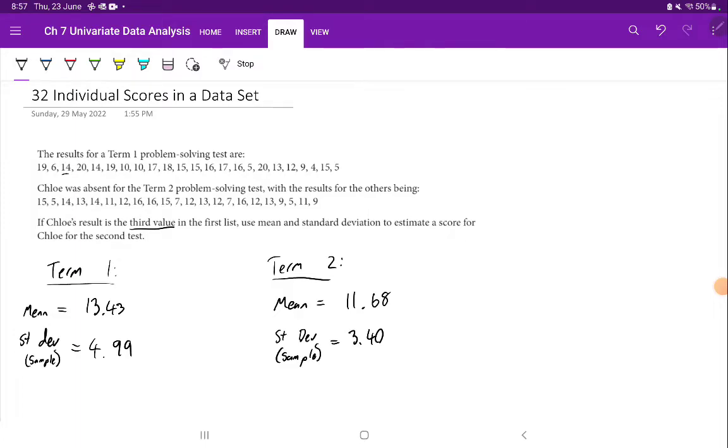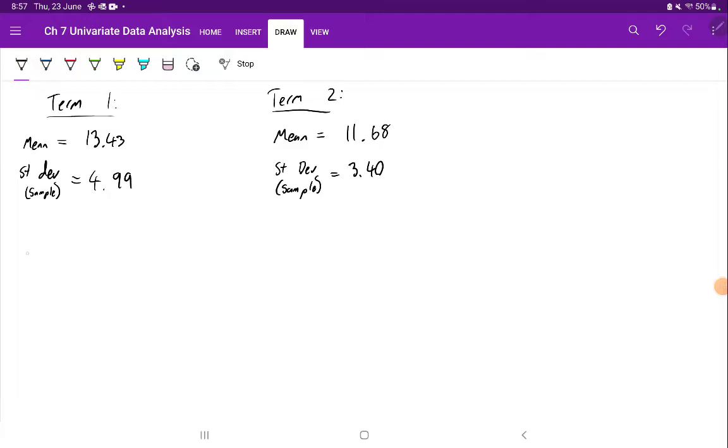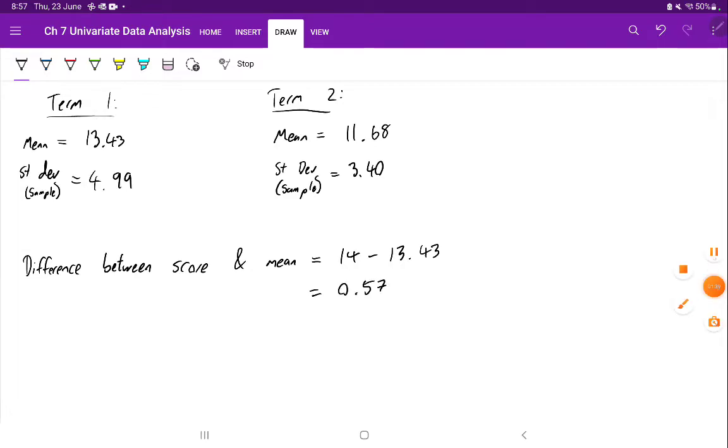So, first, the difference between the score and the mean. 14 minus 13.43 equals 0.57. So she scored 0.57 above the mean. That's nothing crazy. The interesting part is then, how many standard deviations is that? So how many standard deviations did she score above? You can see that the standard deviation was about 4.99. So it was not even one standard deviation above. She only scored a little bit of a standard deviation above.